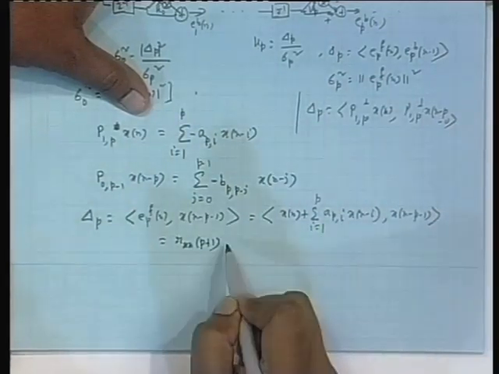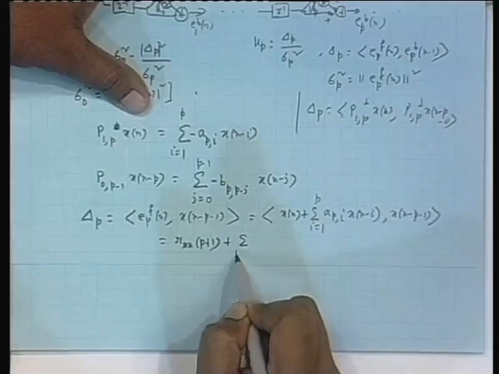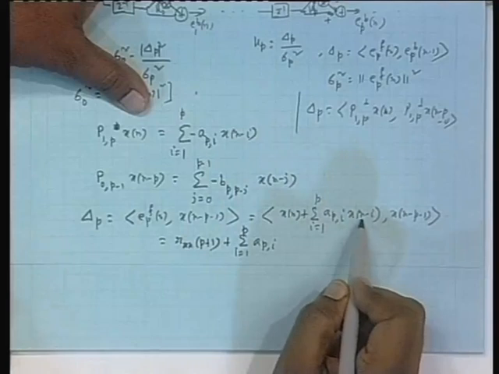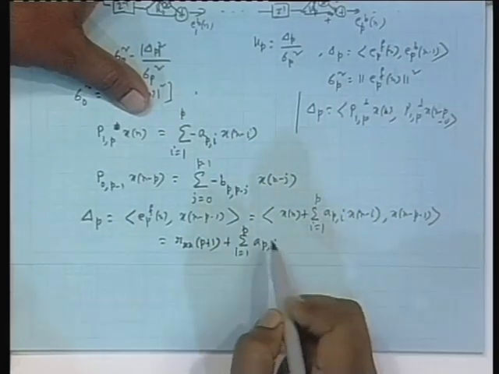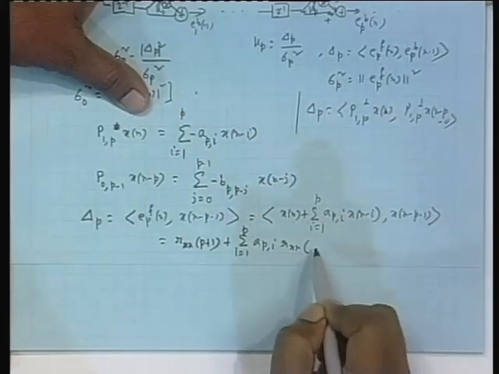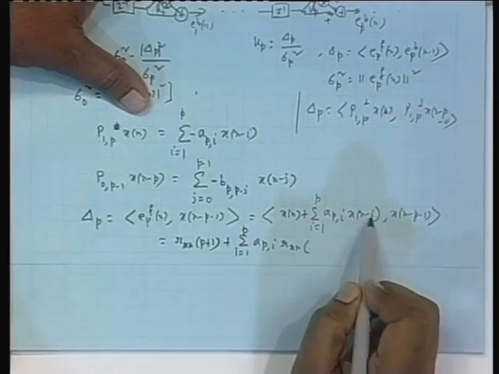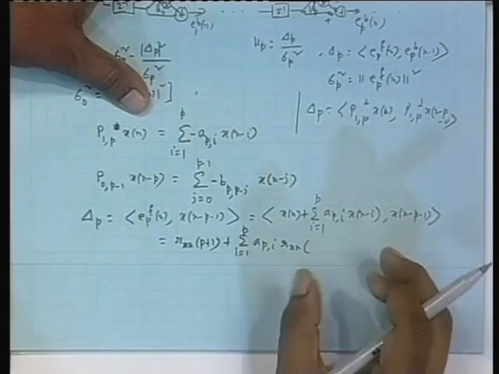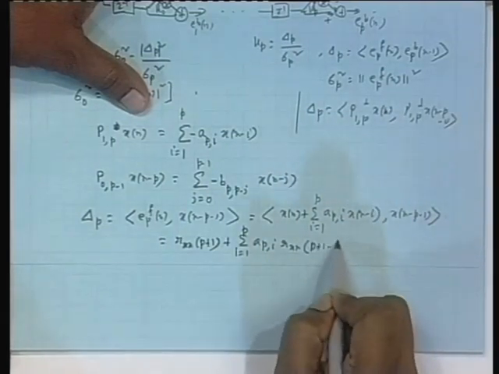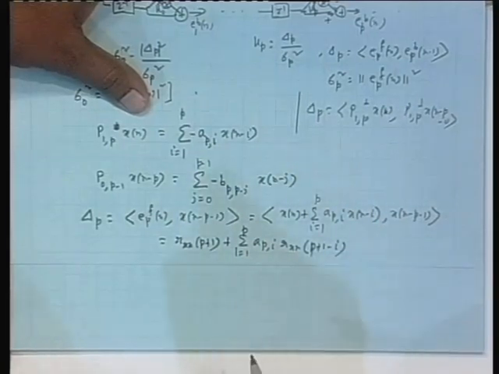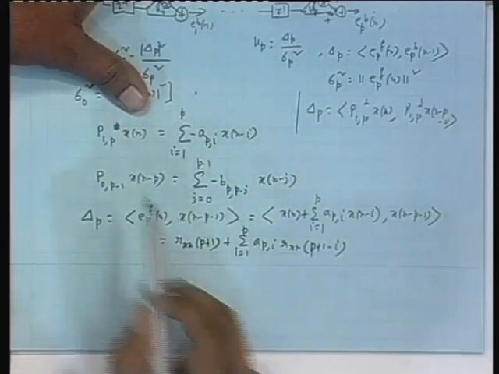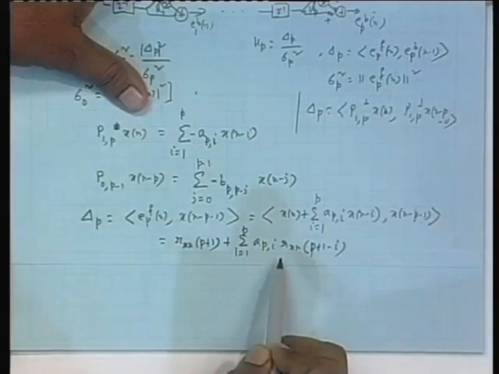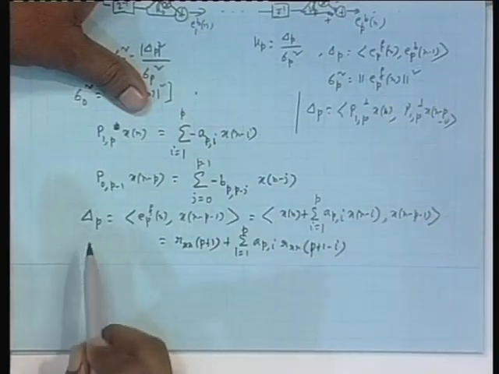Okay, and then the other ones, a_p_i, remain as they are. This and this will be R_xx: x(n-i) times x*(n-p-1). So you know the lag, that will be p+1-i. So if you know these coefficients a_p_i, and if you know all the correlation values of the process x(n), then you can find out delta p. That is how delta p is to be computed.